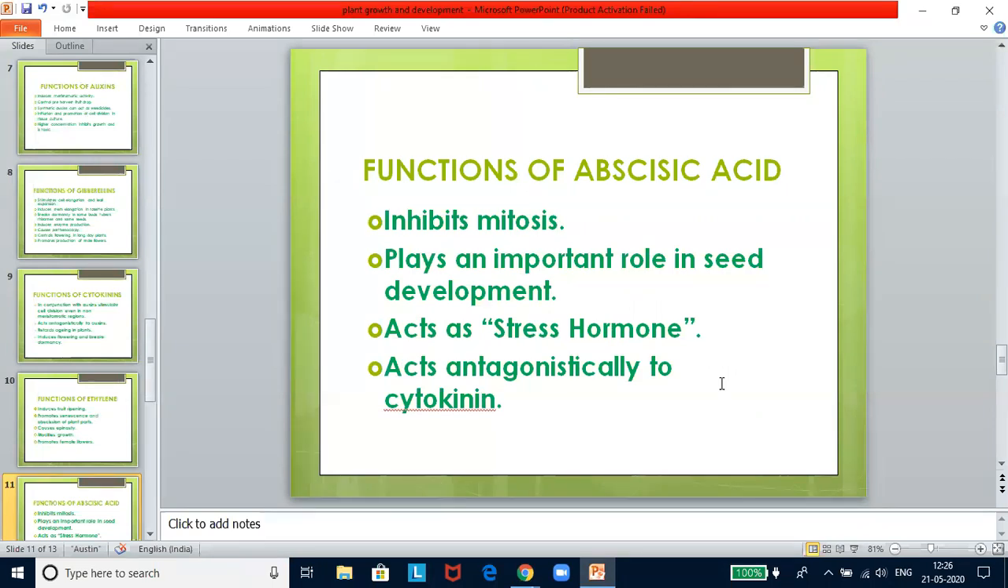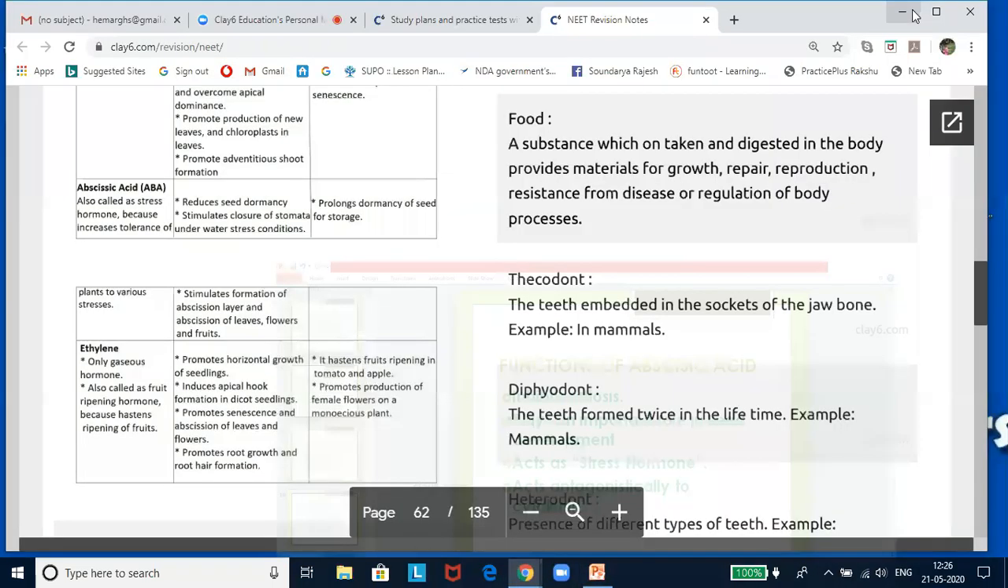It also acts as a stress hormone, helping the plant to cope with adverse environmental conditions. For example, under severe drought, abscisic acid prevents water loss by causing stomatal closure. Abscisic acid application to a leaf causes the treated areas to become yellow, an effect opposite to that seen in application of cytokinin. So, this table is very, very important. Whatever I have explained, we have captured the essence so that it becomes easier for you to understand and learn.